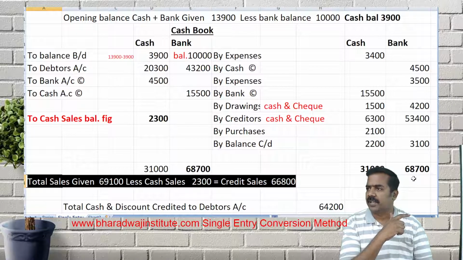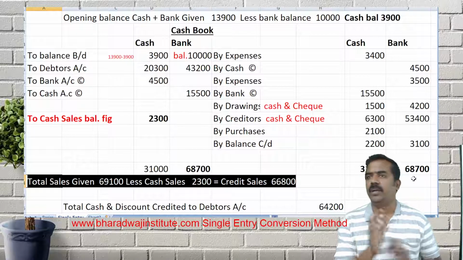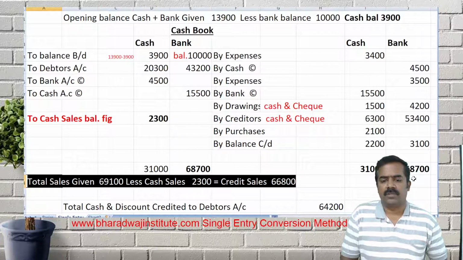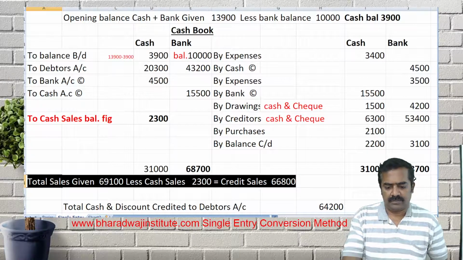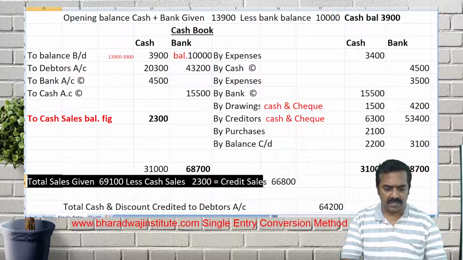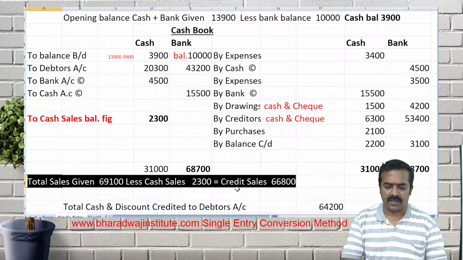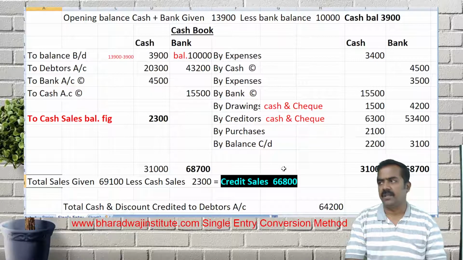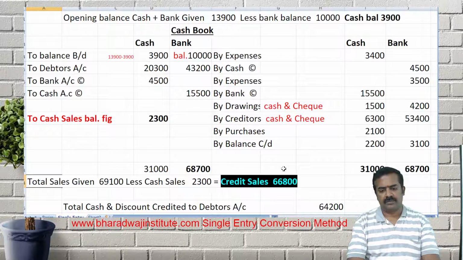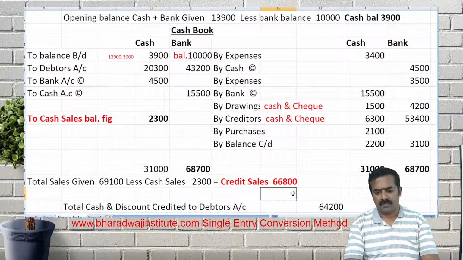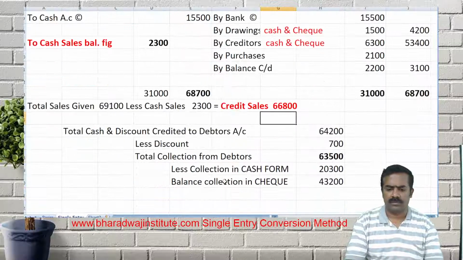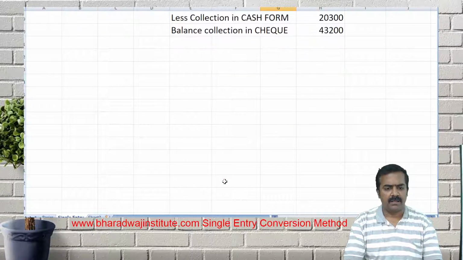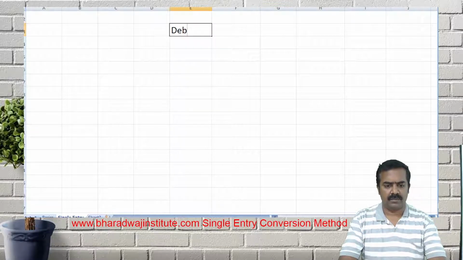Have you taken up this cash book? Any doubt in cash book? Sales. From the total sales, eliminate cash sales, you will get which one? Credit sales. What is the credit sales? 66,800. Sir, bad debts will come in the debtors account. Start. Debtors account.